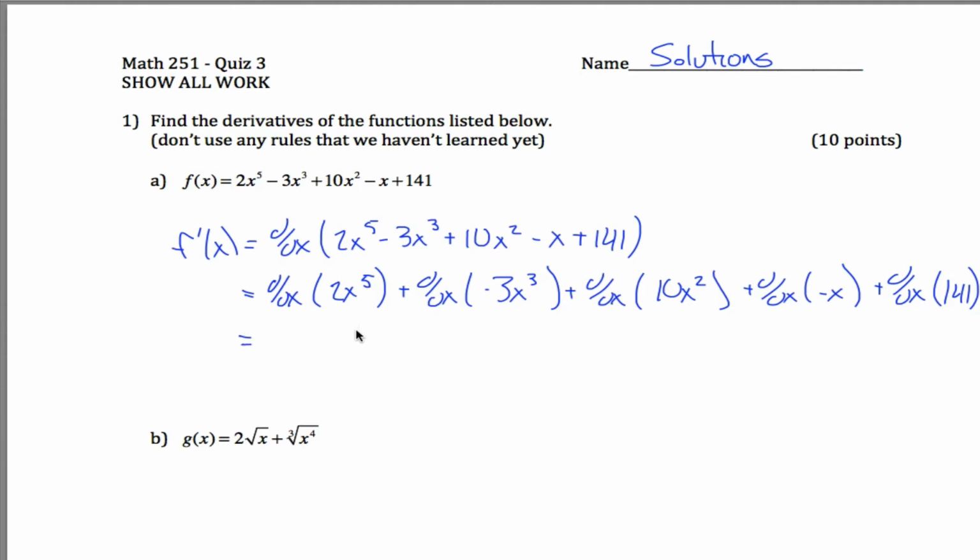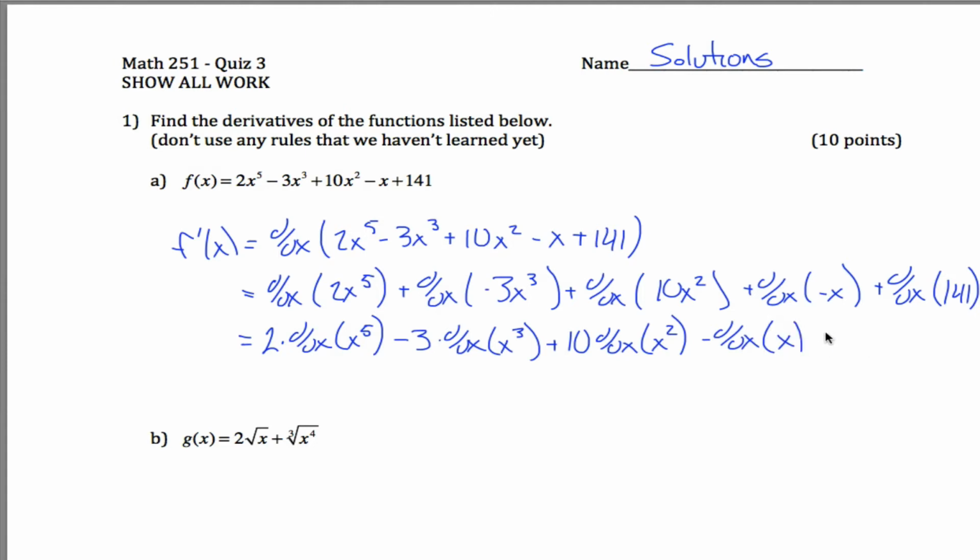So how do I figure out the derivative of 2x to the fifth? Well, you can probably just look at it and tell that it's 10x to the fourth, but really what's going on there is I have this constant here, this 2, and I can pull that out in front. So it's 2 times the derivative of x to the fifth. And in this case, I have a negative 3 as my coefficient. I can pull that out in front. So it's negative 3 times the derivative of x to the third power. And similarly, the derivative of x squared, the derivative of x, and finally the derivative of this constant out here, 141.